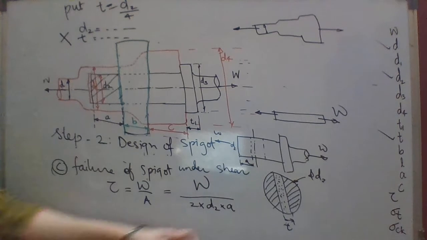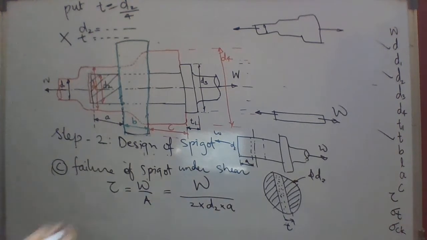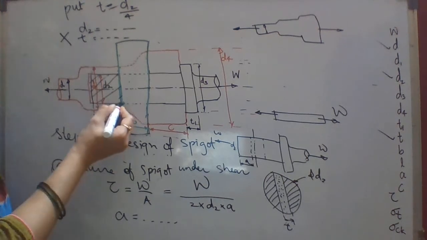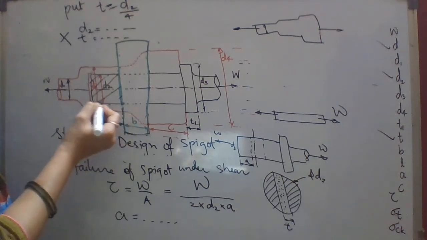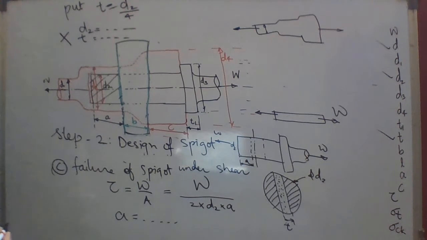Now we already have d2, we'll get a from this strength equation. We'll get small letter a, which is the distance from the end of the slot up to the end of the spigot. That is small letter a. So we'll get small letter a from this equation.